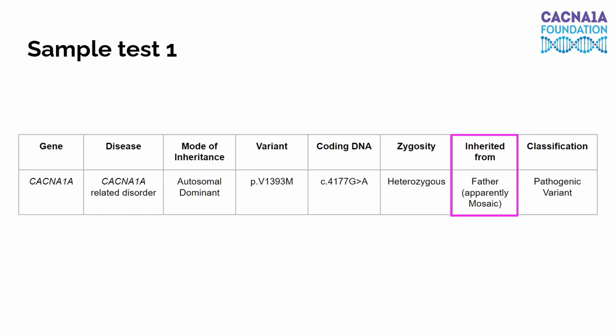All right, this next column tells us from who the variant was inherited. In this case, it was the father, who was apparently mosaic. And mosaic just means the variant was actually not present in all of his cells, but it was still able to be passed on.